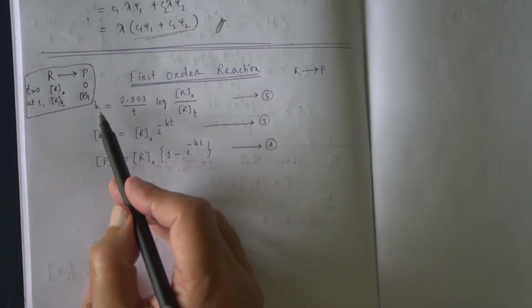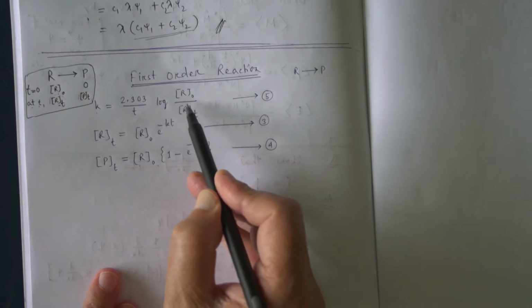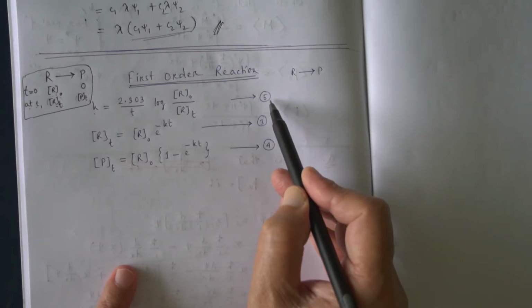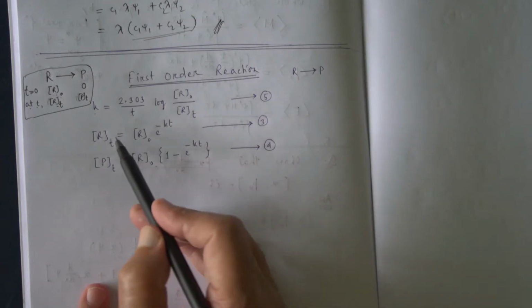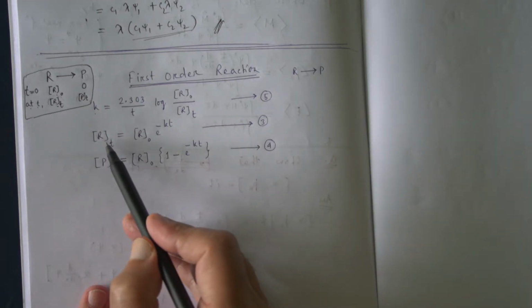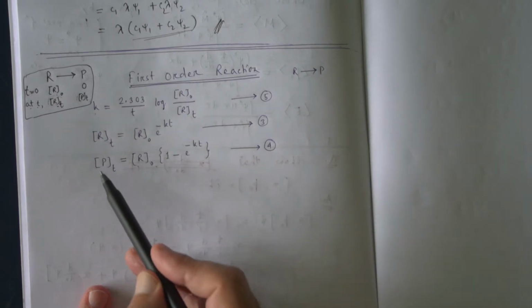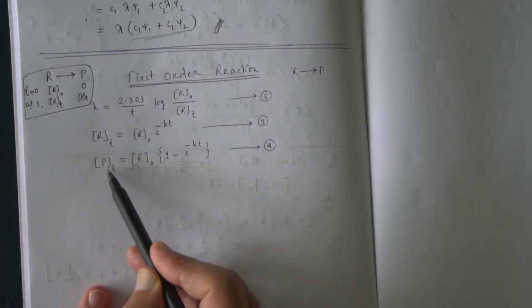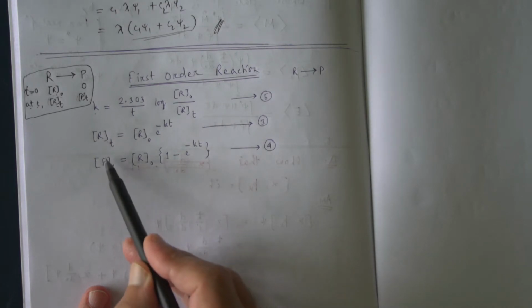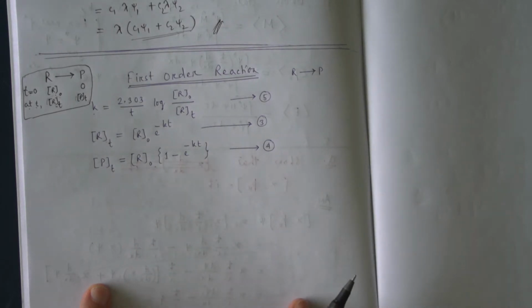And we saw that the rate constant of a first order reaction is equal to this, and that was equation 5, okay. And RT, concentration of reactant at time t, how much reactant concentration remains at time t, that is equal to this. And at time t, concentration of product at time t is equal to this. We have seen this.